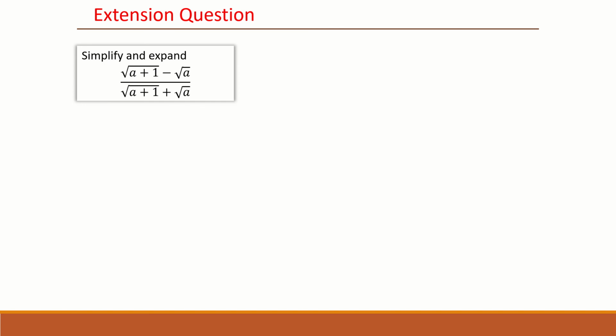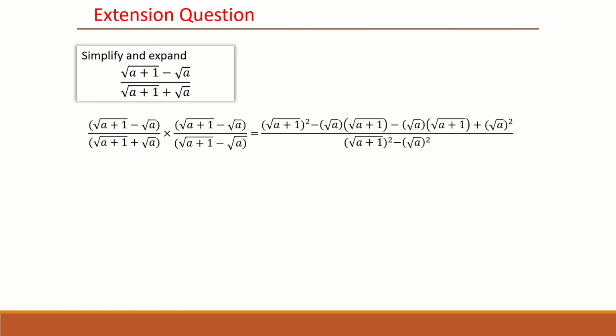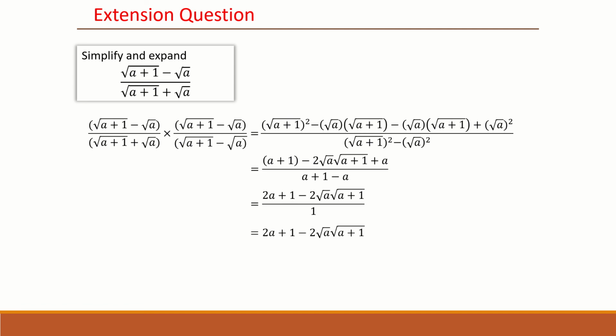Have a go at this extension question. Please pause the video. So firstly, you find the conjugate of the denominator, which in this case is root a plus 1 minus root a. And it should give you this very long expanded version, which should simplify to this. And it should give you this, which is 2a plus 1 minus 2 root a times root a plus 1.